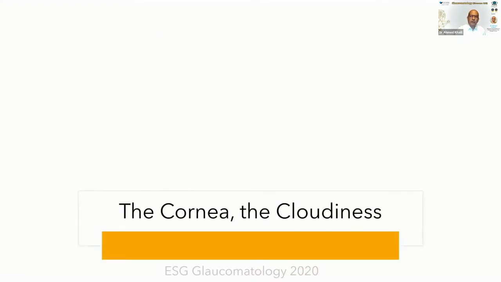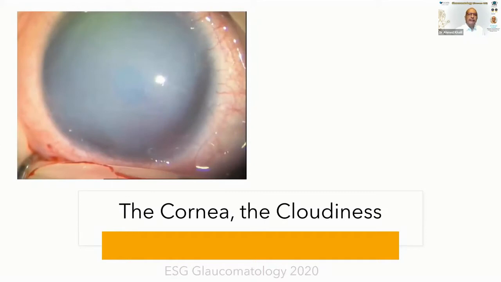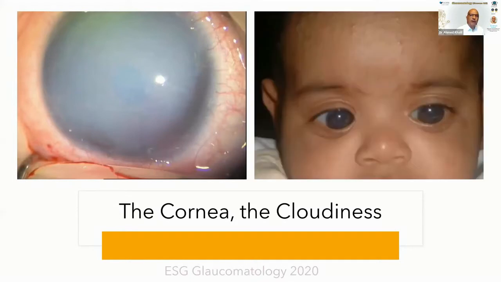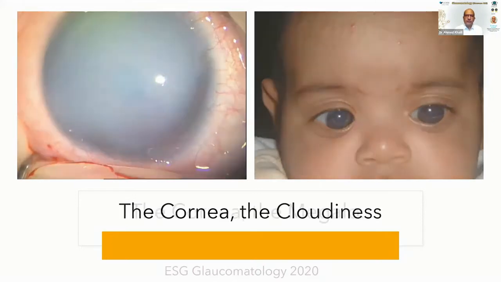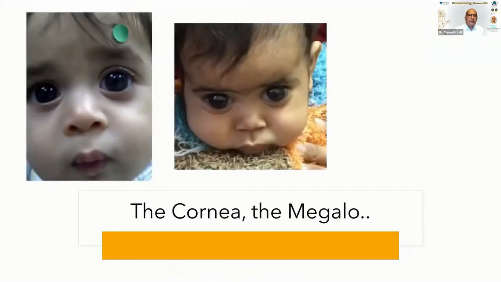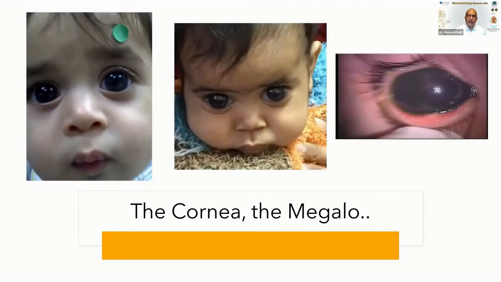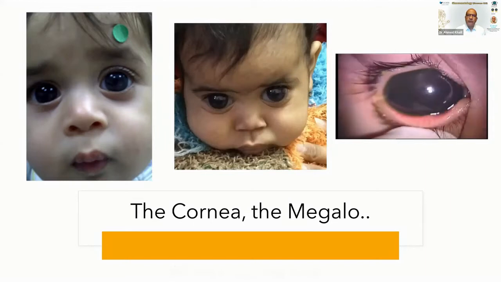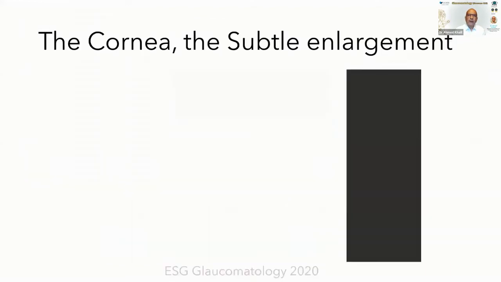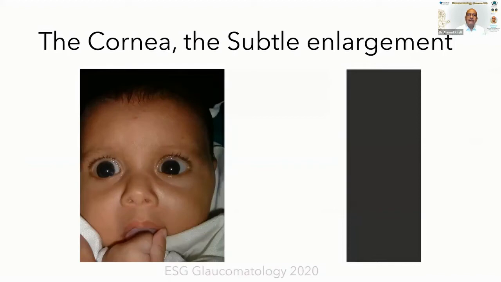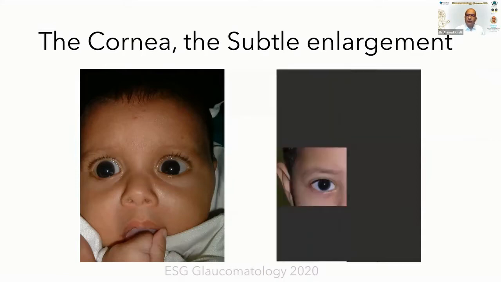We start by the cornea, which is probably the usual presentation of these infants. The cloudy cornea, we know it's the commonest form of presentation in most of our centers probably. So these are various forms: the megalocornea, slightly cloudy cornea, and the very big cornea in other eyes. So the megalocornea in all these. The subtle enlargement. Sometimes the corneas are large, but not remarkable. And parents consider this is a beautiful eye.